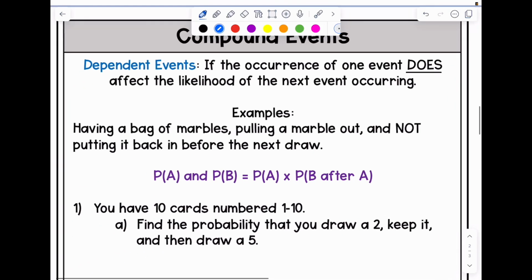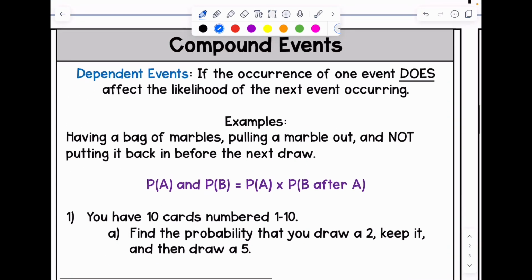We also have something called dependent events. So dependent, if you think of what that word means, you're relying on someone else or relying on something else. And so this is where the occurrence of one event does affect the likelihood of the next event occurring.